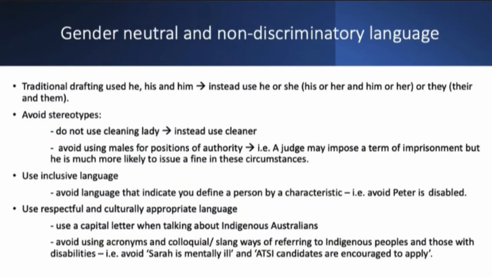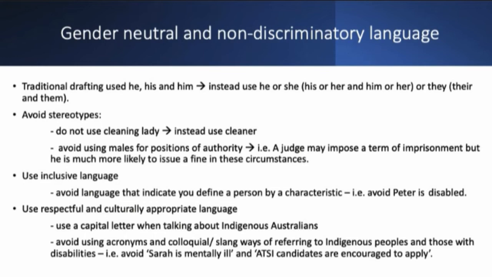Moving on to gender neutral and non-discriminatory language. You may find when you're reading older statutes that traditional drafting is still employed in those texts and they haven't been amended to correspond with contemporary drafting practices. So, for example, you may find that a statute only refers to the masculine. So, for example, if it's talking about an individual and what conduct that individual may do that amounts to an offence, it would only use he, him, and his when talking about the individual. That's archaic and should most definitely be avoided in your drafting.